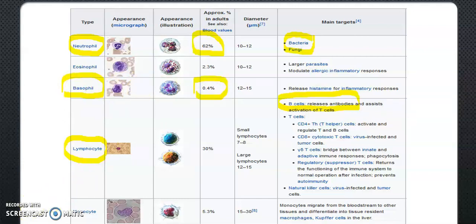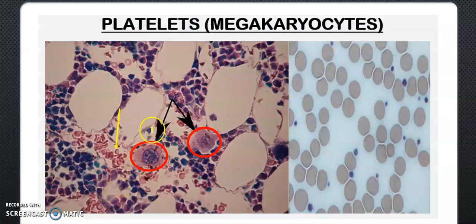The next formed element that we're going to find in blood is going to be the platelet. The platelet itself is not a cell, but rather it's pieces of other cells. These other cells are going to be the megakaryocyte.